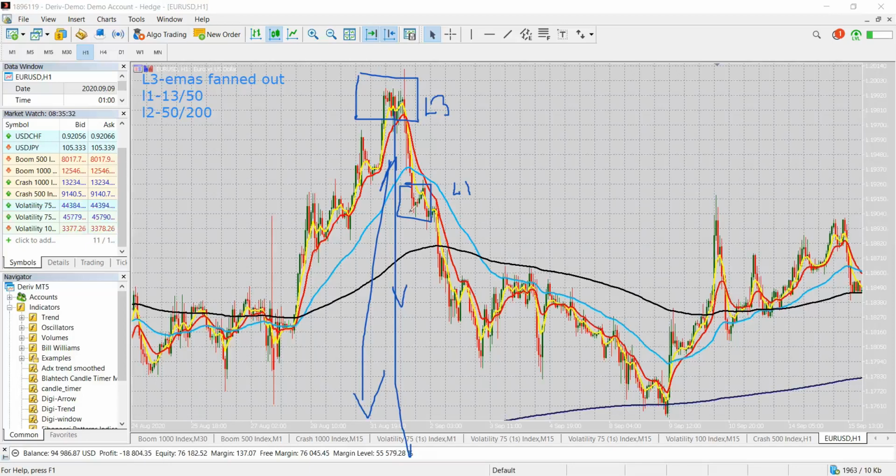Okay. So I was saying most people get trapped here. They would want to buy this, but even if you were doing price action, you'd see that this is a head and shoulders, right? So there were a lot of confirmations for this one.